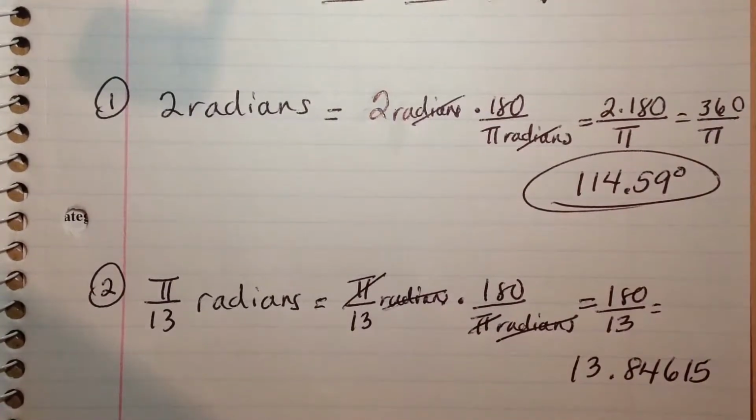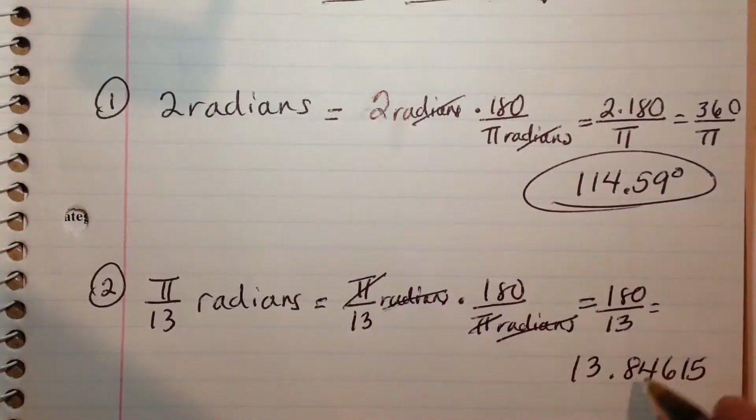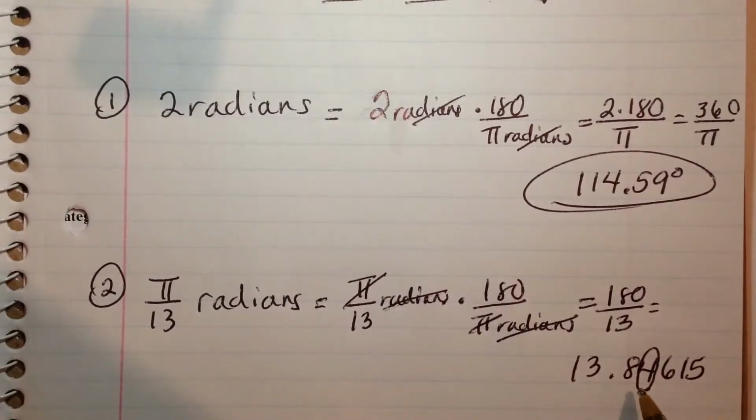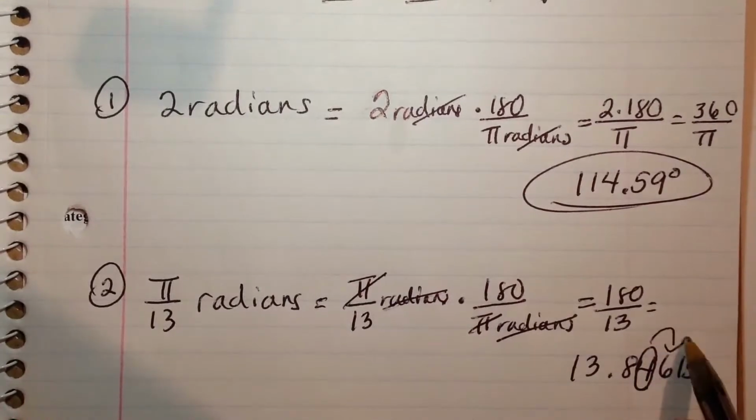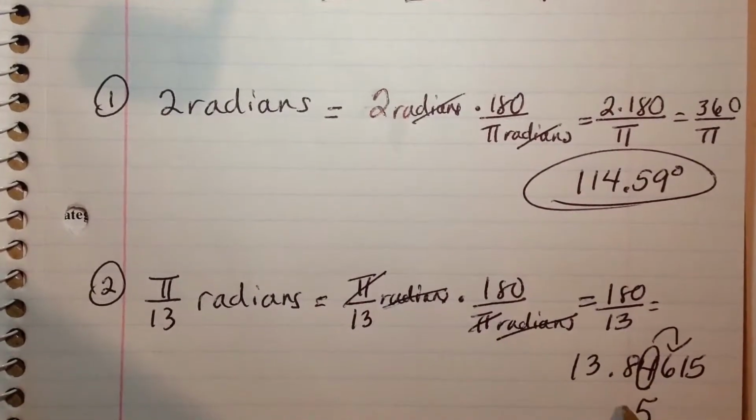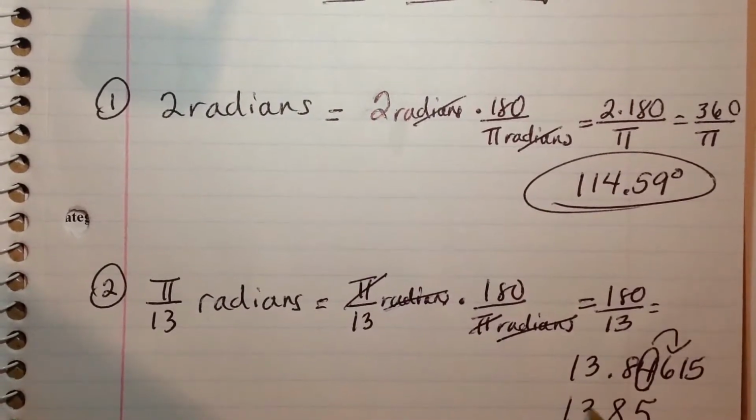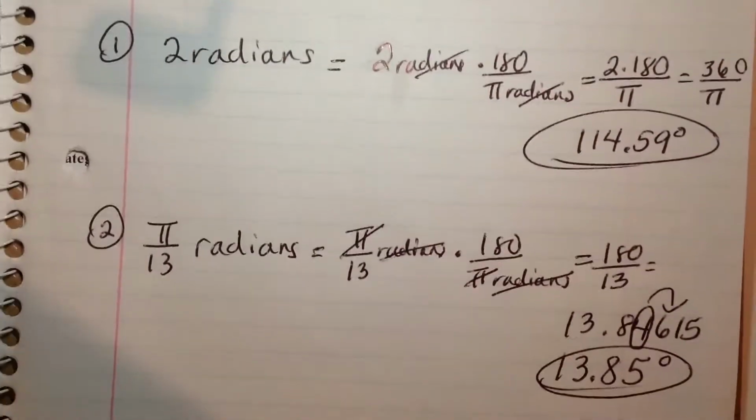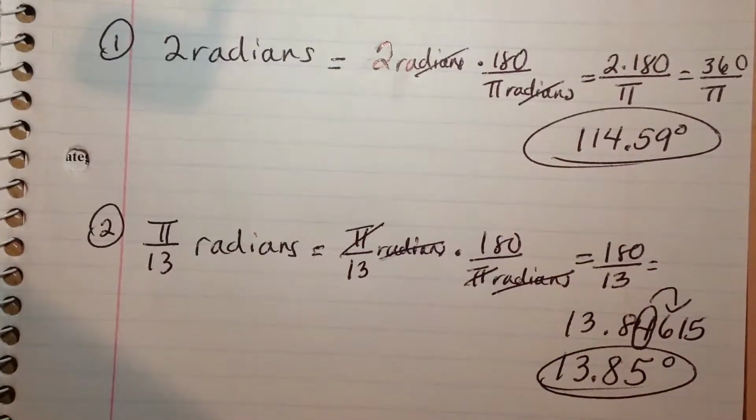Now we're supposed to round it to 2 decimal places. Rounding to 2 decimal places is right here at the hundredths place. Does this 4 need to stay a 4, or does it need to become a 5? Well, you look to the digit to the right. If the digit to the right is 5 or greater, then this 4 does become a 5. So I'll need to round that to 0.85, and this is degrees. So your answer to that problem is 13.85 degrees.